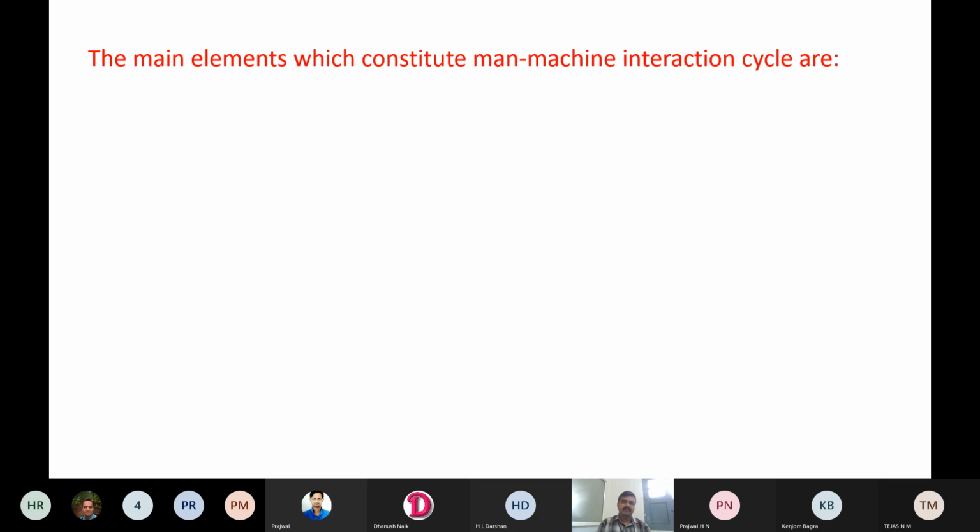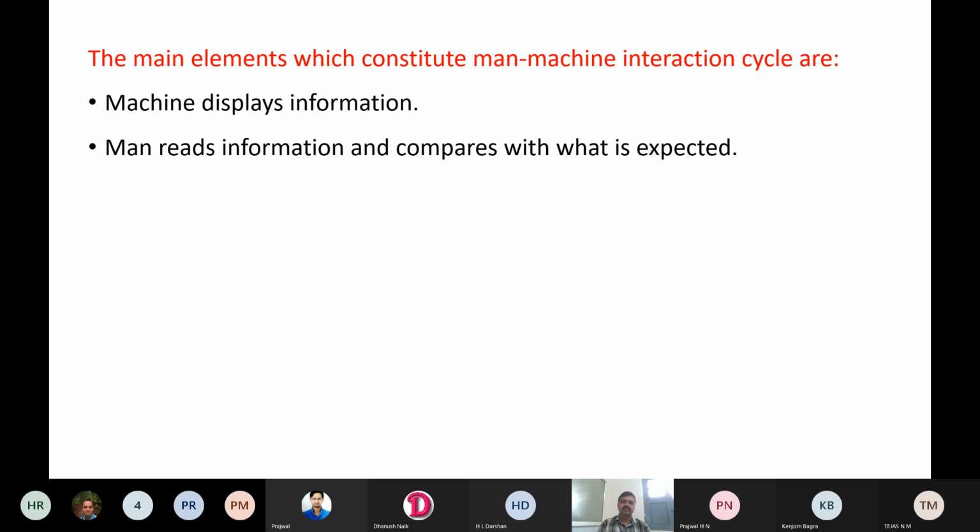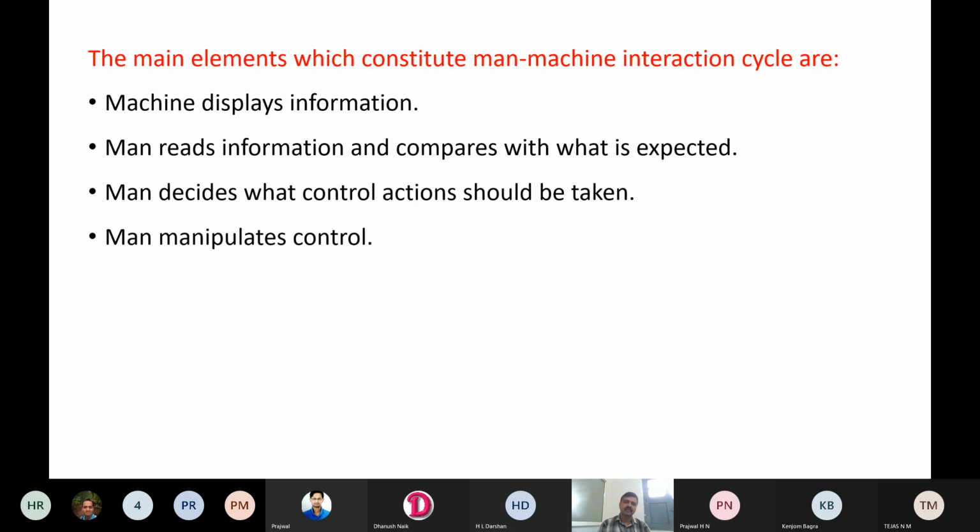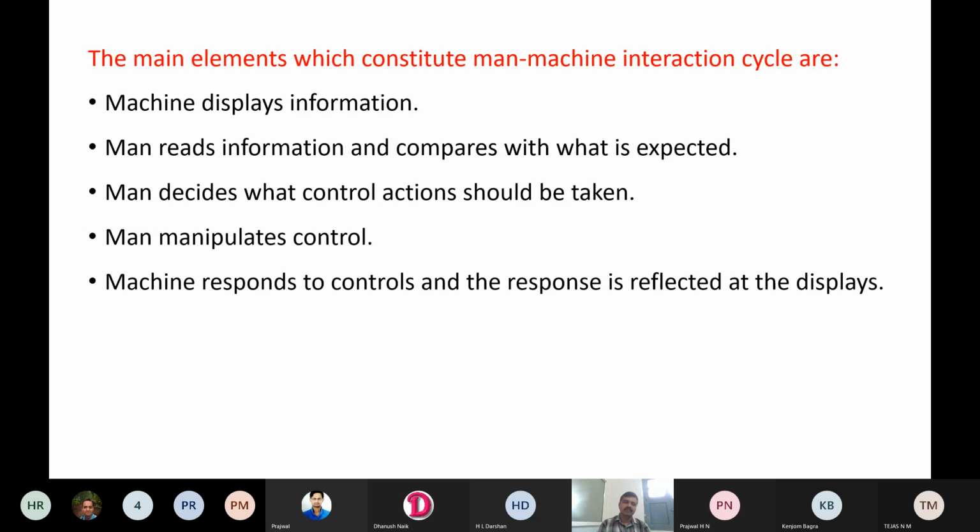Next, the main elements which constitute the man-machine interaction cycle are: machine displays information. Then man reads the information and compares it with what is expected. Man decides what control action should be taken. Man manipulates the control. The machine responds to the controls and the response is reflected at the displays. These things we discussed by looking at that figure.